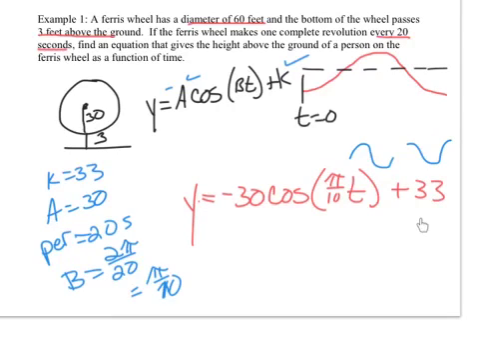You have to remember the average, the midline shift for the Ferris wheel, is the distance from the ground to the center. The amplitude is the radius of the Ferris wheel. And you get your B value by looking at how long it takes to make one revolution around.